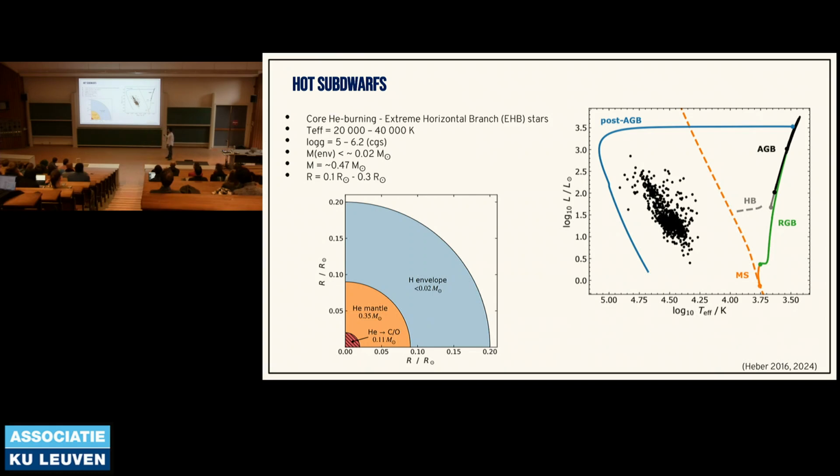After this helium core burning, which takes around 10 to the 8 years, once the helium is depleted in its core, the star, since it has no hydrogen envelope, is unable to ascend the asymptotic giant branch phase. Rather, it goes directly towards the white dwarf cooling stage.